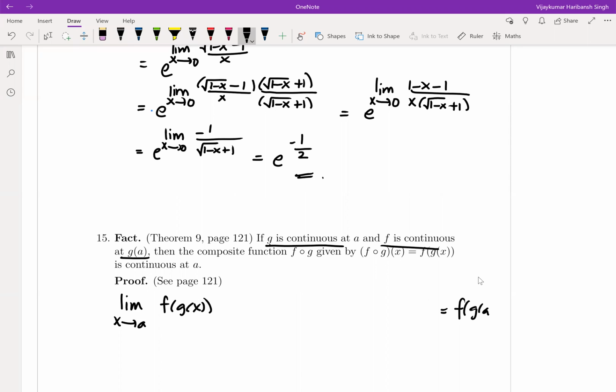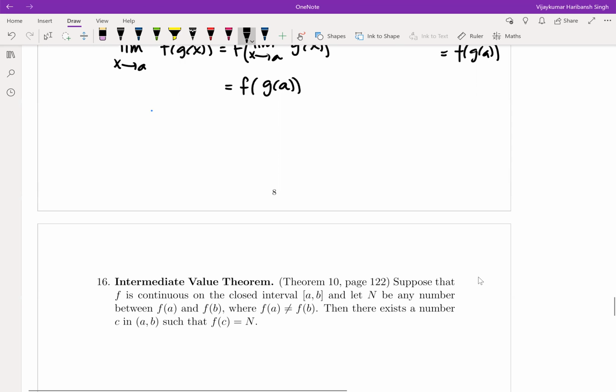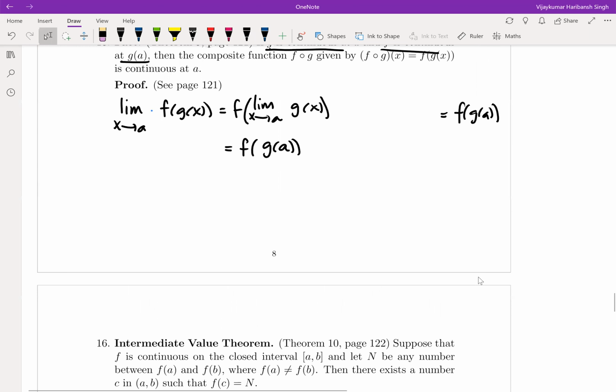So let's see, why is that true? So this is going to be f of limit as x goes to a of g of x, right? From the earlier theorem. And this is going to be f of g of a, because what? g is continuous at a. So you get that the composition of two functions is also continuous. So are there any questions, comments so far?